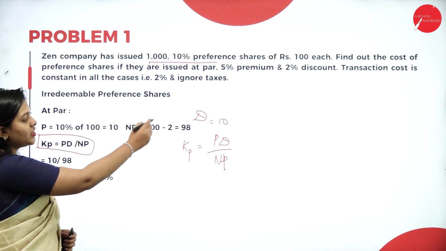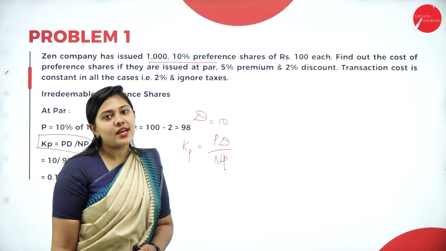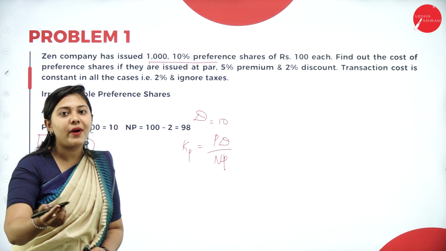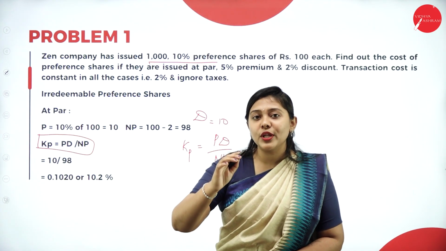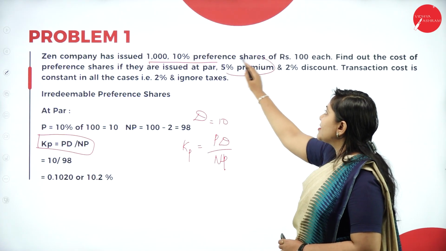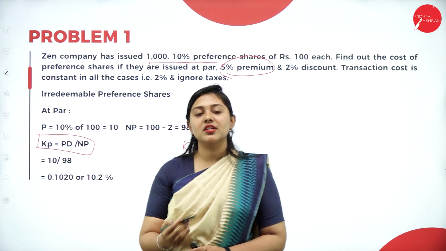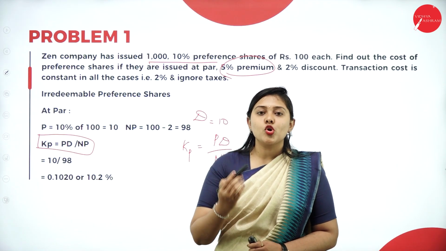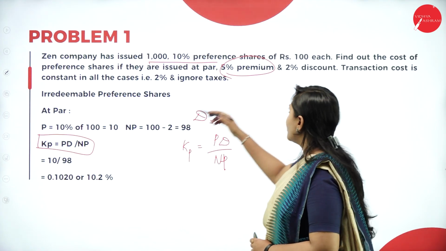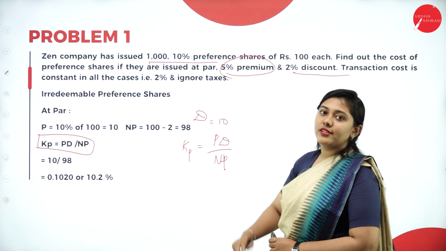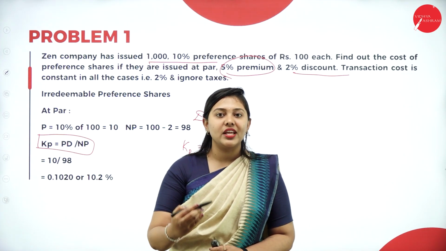So what is dividend? Dividend is 10 rupees. And what is the net proceeds? It is 100 rupees. If it is issued at par, it is 100 rupees. If it is issued at premium, what is the premium cost? 5% is the premium cost. So 100 into 5%, it will be 5 rupees. So 105 will be your net proceeds for premium. And at discount is how much? 2%. So 2 rupees will be your discount. So 98 will be the discount net proceeds.